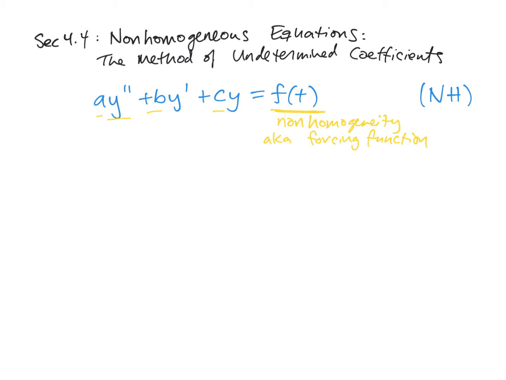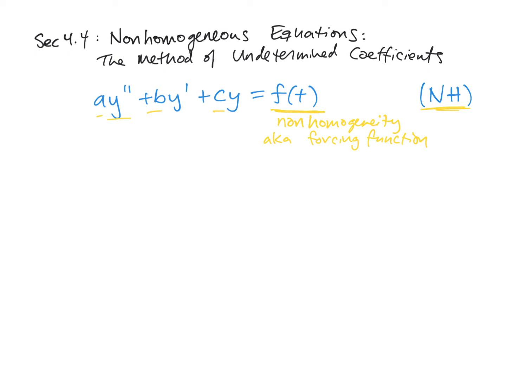You can think of that in the mass spring analogy as if you had some external force on the spring, like something was shaking it. So forcing function is pretty common terminology in physics. We're going to call this general form NH for non-homogeneous. Obviously adding this f of t to this equation makes the problem significantly harder to solve, and so we are going to spend a few sections on this.